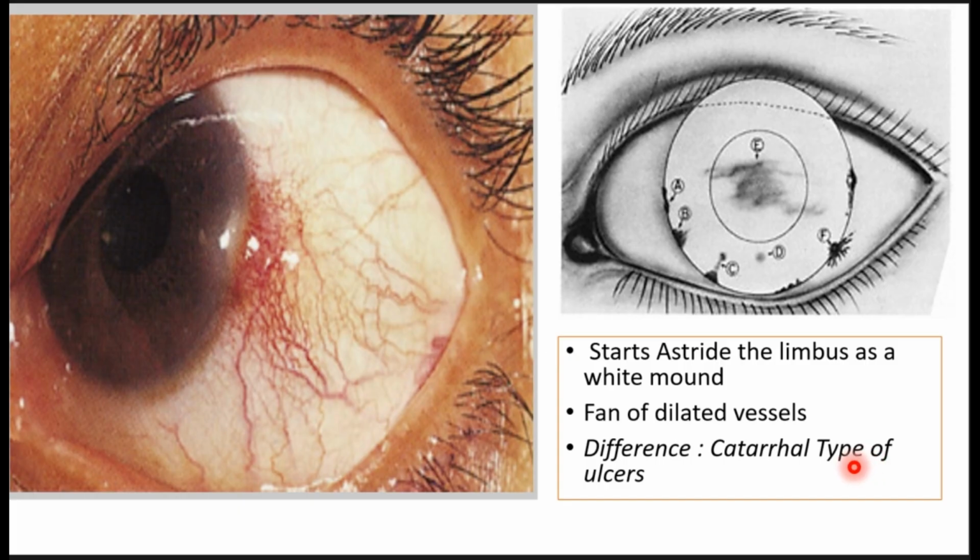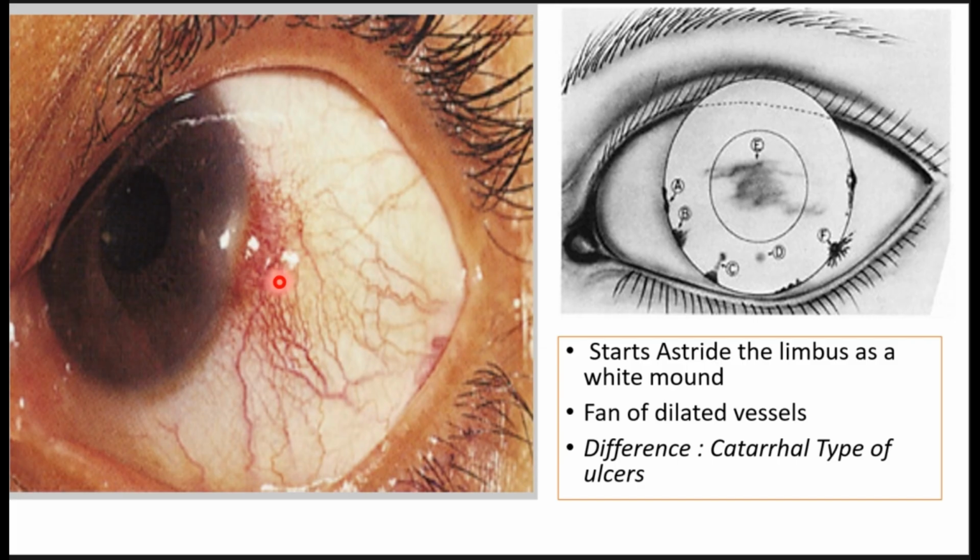and I'm talking about the marginal keratitis here. So how do you differentiate between the ulcers related to phlyctenular keratitis from the catarrhal or marginal keratitis? You should know that in marginal keratitis, you are going to find an intervening clear area between the limbus and the ulcer. However, here there's not going to be any clear intervening zone between the limbus and the ulcer.